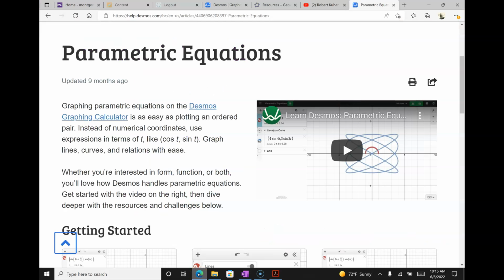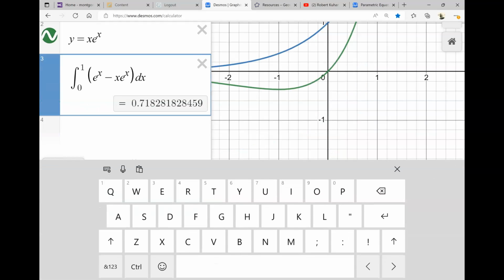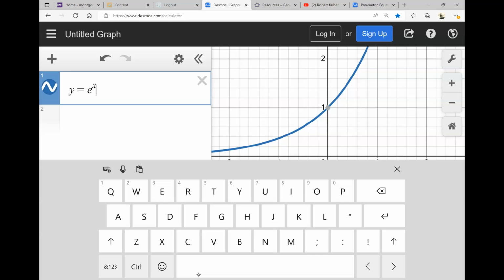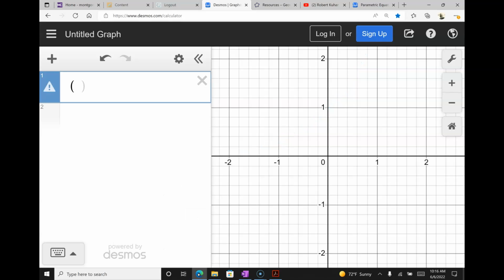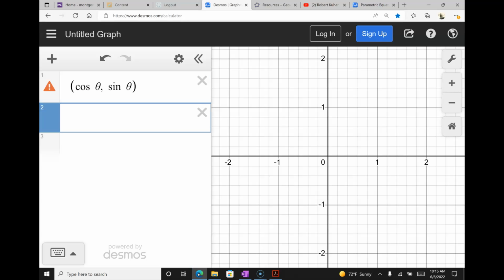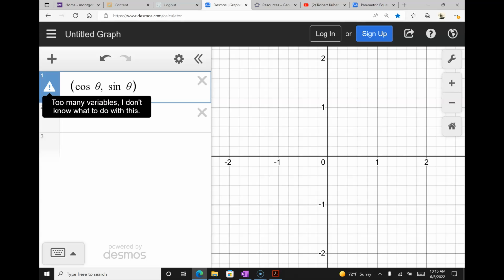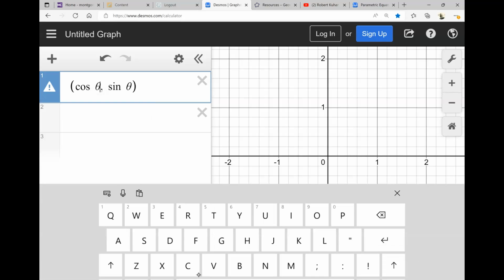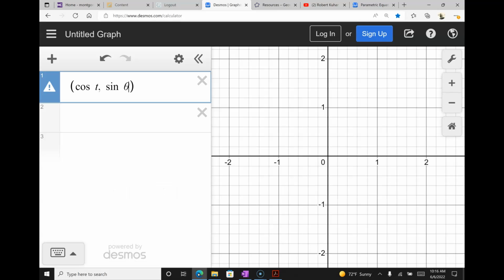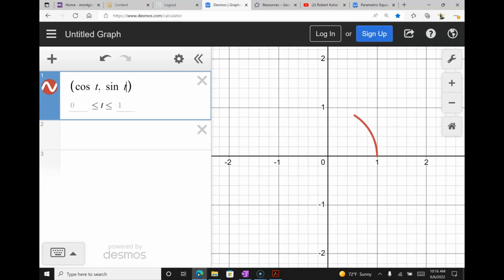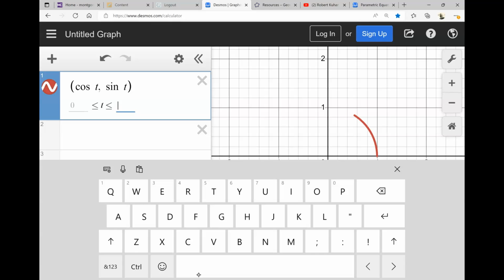So anyway, back to Desmos. I'm going to plot a coordinate point of xy, but my x was cos of theta, right? And my y was sine of theta. Yeah, I'm supposed to use t, I think, for time. There we go. And I want to let it go all the way to 2 pi, right?